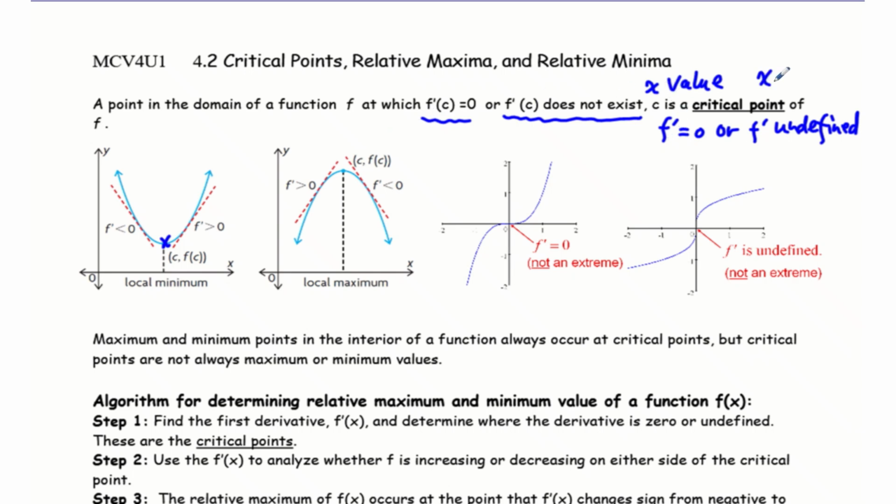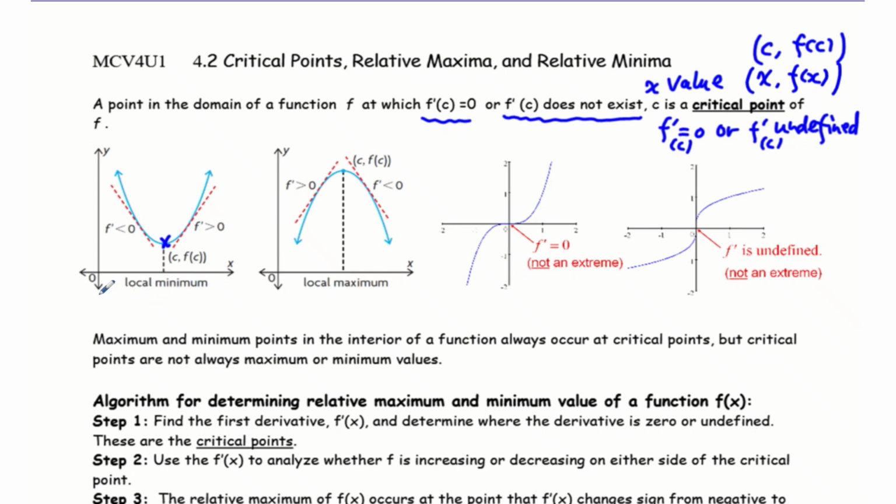We have the point (x, f(x)). This is a point, and we call it a critical point. So (c, f(c)), and the c value satisfies f prime of c equals 0 or f prime of c undefined. So these are the definitions for critical points.